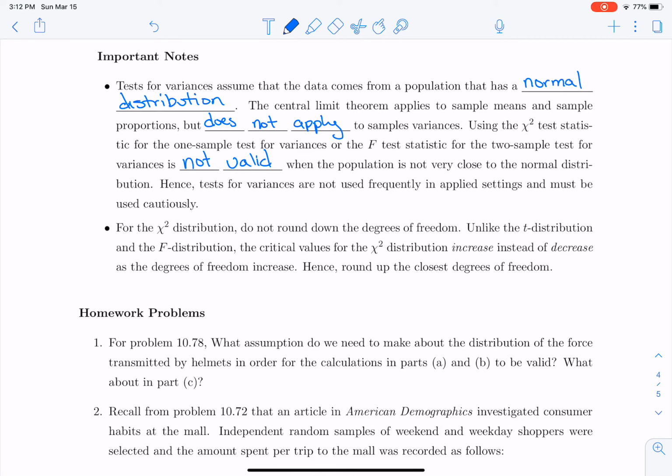Below are a couple extra homework problems that you will need to complete as part of your assignment.